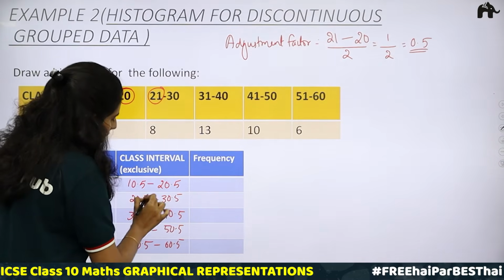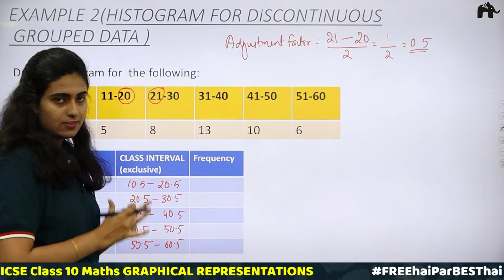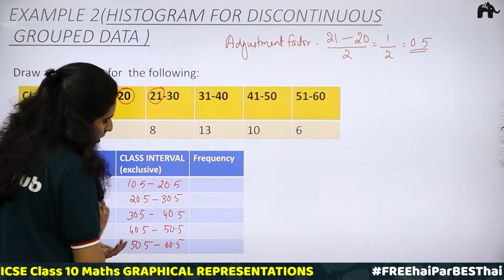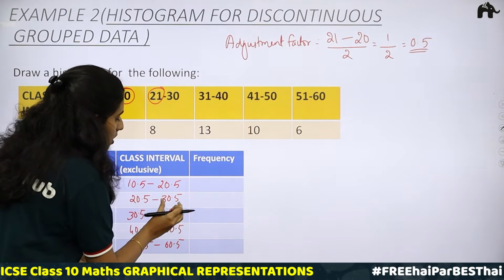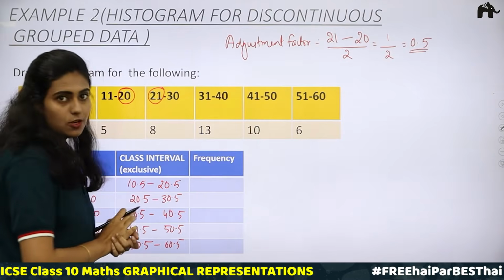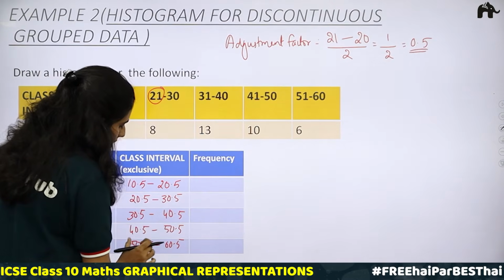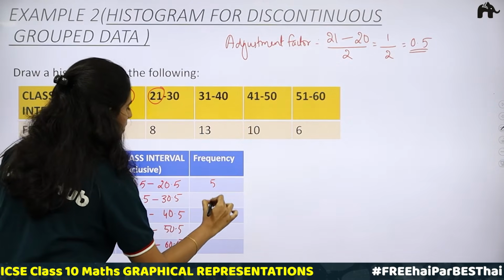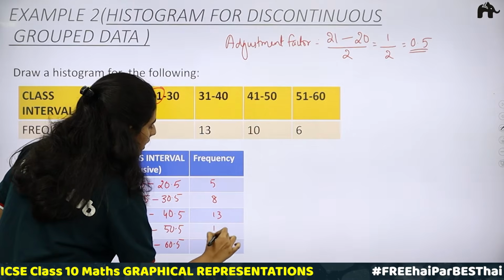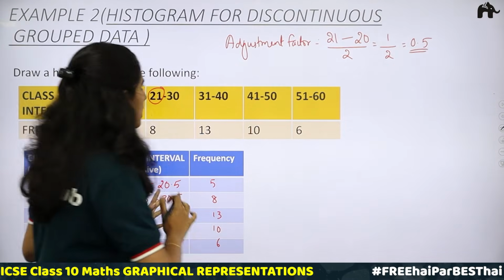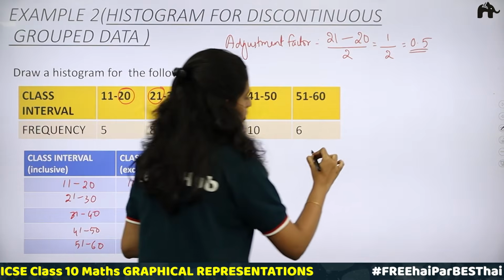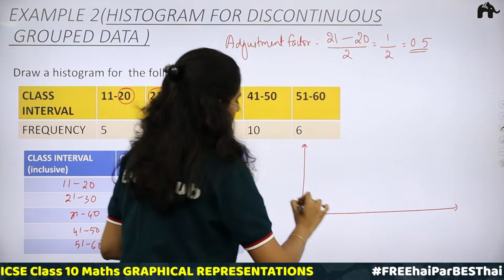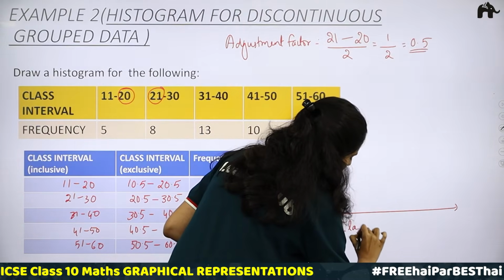Now, just check: the upper limit of the first interval and the lower limit of the second interval are equal. The upper limit of the second interval is equal to the lower limit of the third interval, the third to the fourth, and the fourth to the fifth. Now, the frequencies are 5, 8, 13, 10, 6. Now you can easily draw the required histogram. To draw the histogram, we take the x and y axes. On the x-axis, we will take the exclusive form class interval.